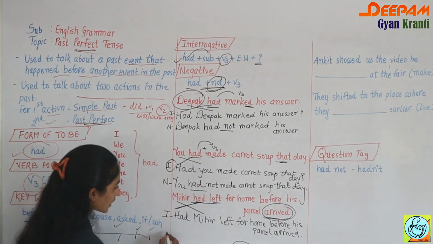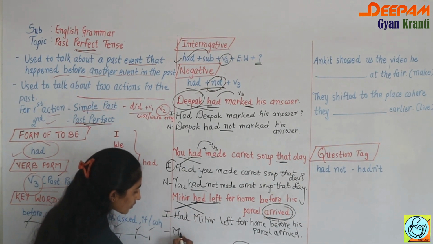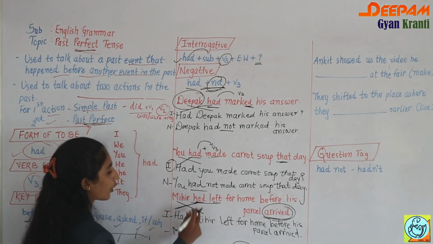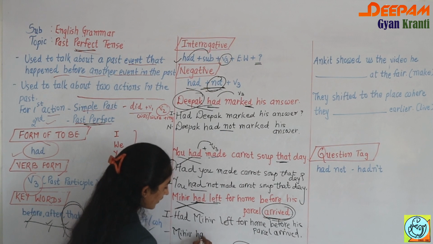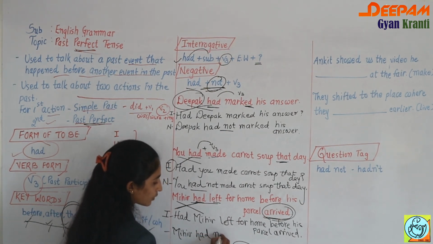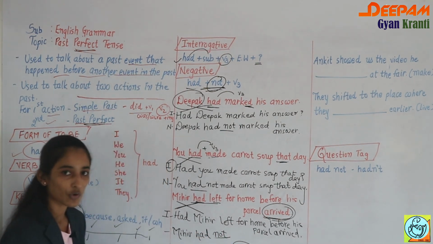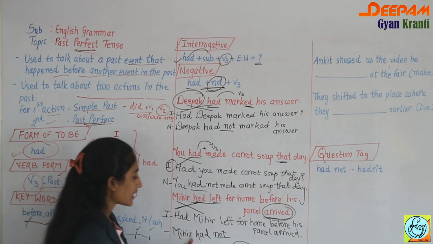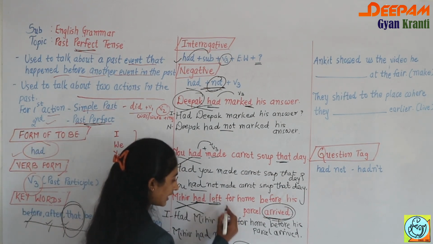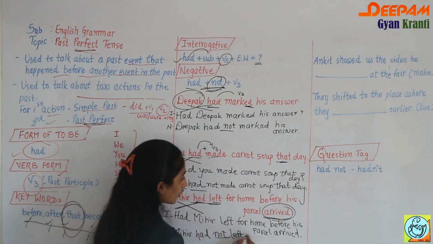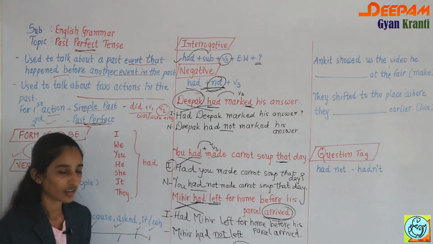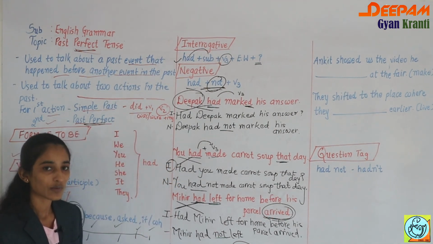Right, then negative sentence. So first comes the subject, so subject Mihir, then form of to be, that is had. Then what we have to add? We have to add not, because you are forming the negative sentence. So, Mihir had not left for the home before the parcel arrived. So this is the negative sentence.